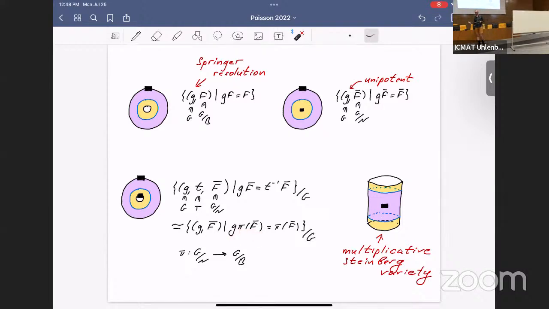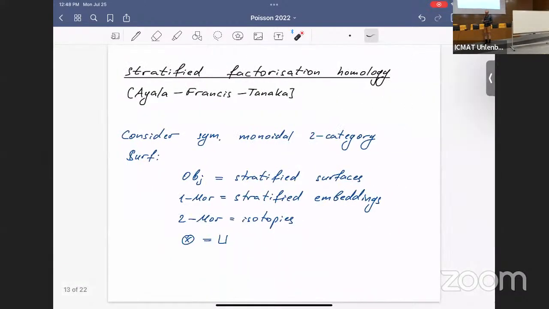Right? All right. And finally, to convince you that it's even more interesting than I showed so far, if you glue two of such pictures together along just this line, you get something like this. This is just by the same reasoning. It's the multiplicative Steinberg variety. Right? That's something that at least I know and like, and I hope you guys also know and like. All right. Now, what's stratified factorization homology?